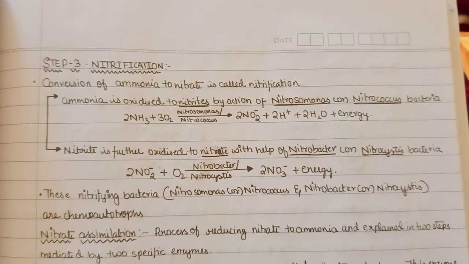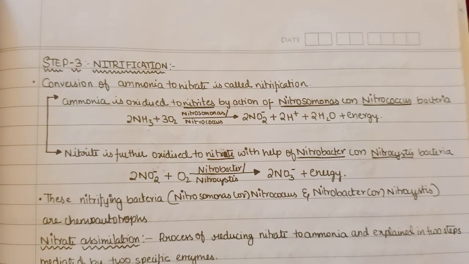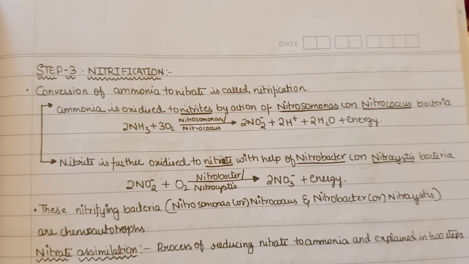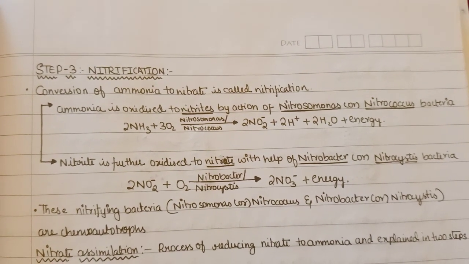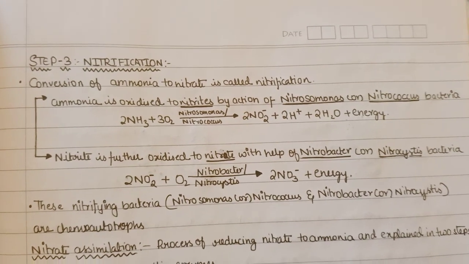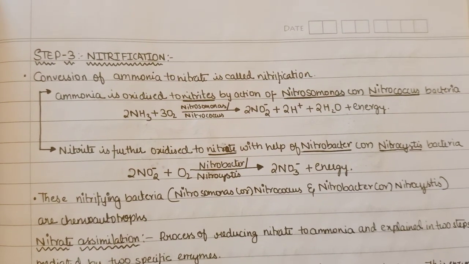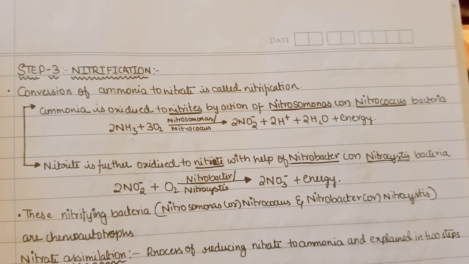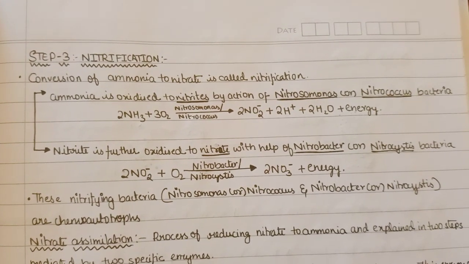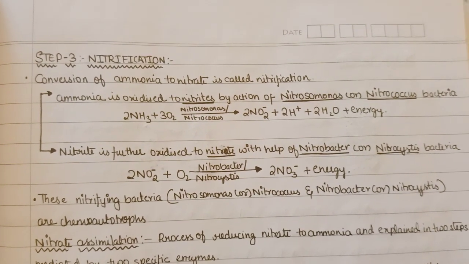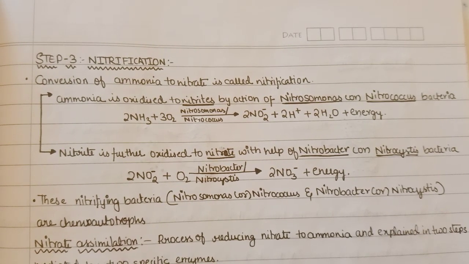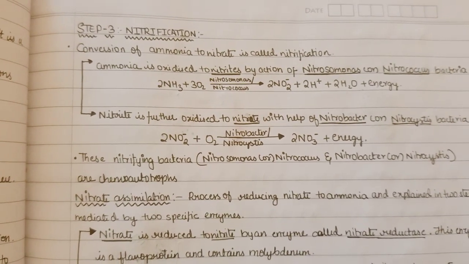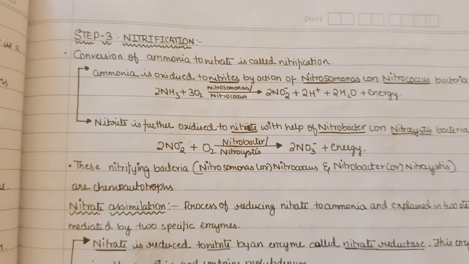Step 3 is nitrification. Conversion of ammonia into nitrate is known as nitrification. There are two steps. First, ammonia is oxidized to nitrite by the action of Nitrosomonas and Nitrosococcus bacteria. Here you can see the equation. Then nitrite is further oxidized into nitrate with the help of Nitrobacter or Nitrocystis bacteria. These nitrifying bacteria are chemoautotrophs, which do not require light for photosynthesis.